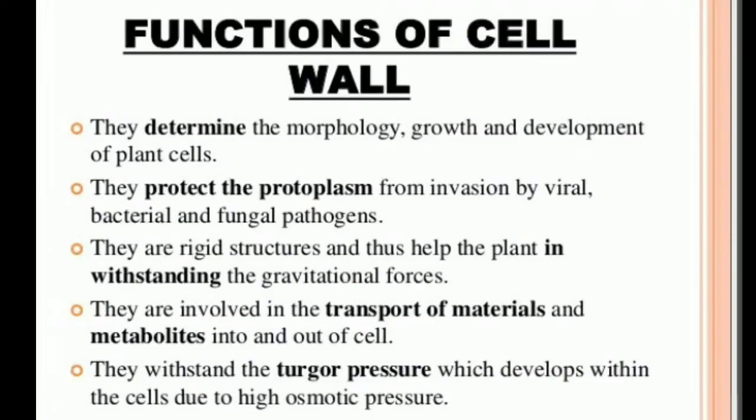Functions of cell wall. They determine the morphology, growth and development of plant cells. They protect the protoplasm from invasion by viral, bacterial and fungal pathogens. They are rigid structures and thus help the plant in withstanding gravitational forces. They are involved in the transport of materials and metabolites into and out of the cell. They withstand the turgor pressure which develops within the cells due to high osmotic pressure.